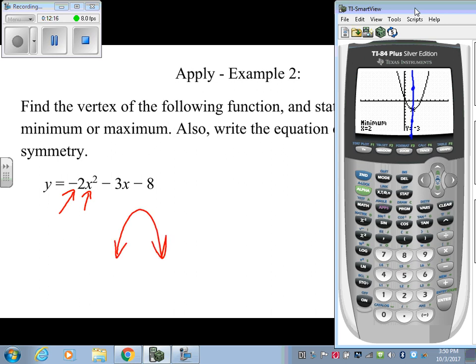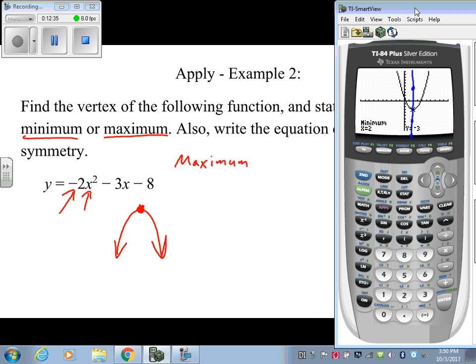And because of that, will this graph have a minimum or will it have a maximum? And I can clearly see it is going to have a maximum. And that maximum value is where my vertex is going to be. So I can already answer part of the question. I have a maximum value. And I'm about to find the vertex.